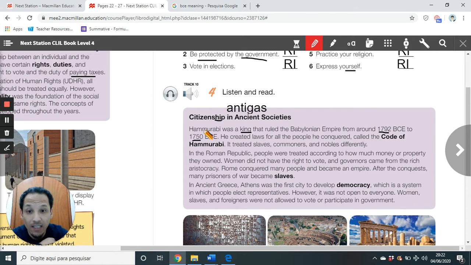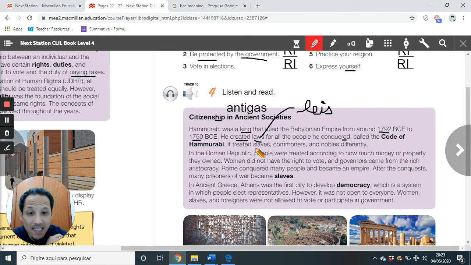He, Hammurabi, created laws, né? Ele criou leis for all the people he conquered, para todos os povos que ele conquistou. Laws, leis, ok? Mais uma vez, leis está lá em cima, eu vou escrever aqui com minha letra maravilhosa, my beautiful handwriting, ok? Então, created laws for all the people he conquered, called the Code of Hammurabi. E essas leis se chamavam Code of Hammurabi.